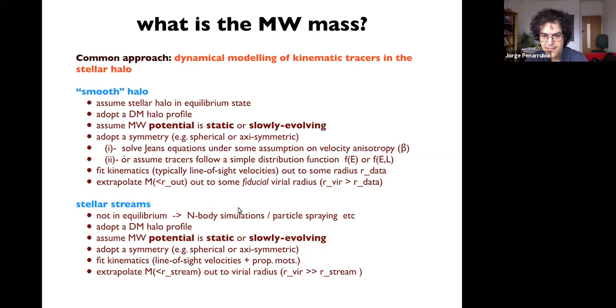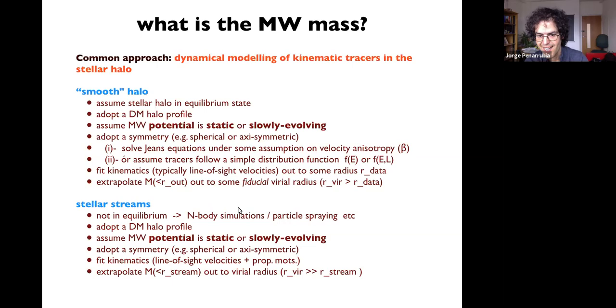Then you feed the kinematics. Typically at large distances, we have only line of sight velocities, but this is changing with Gaia. We are starting to get also proper motions. And this is done out to some radius where you have data, which I'm calling R data. And then you want to extrapolate what you measure within R data to some fiducial virial radius, which is typically much larger than the volume where you have information.